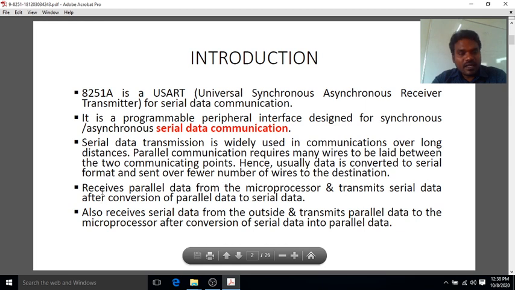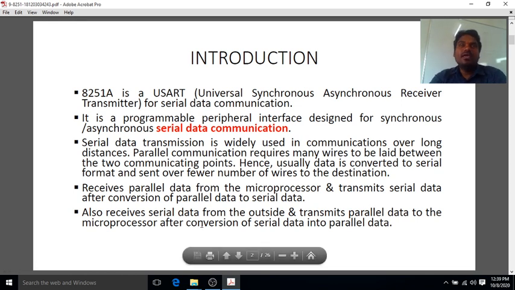So this 8251 programmable integrated circuit receives the parallel data from the microprocessor and transmits serial data after conversion from parallel to serial. This programmable integrated circuit can convert the parallel form of data into the serial form of data. It also receives the serial data from the output device and transmits the parallel data to the microprocessor. This is another case.